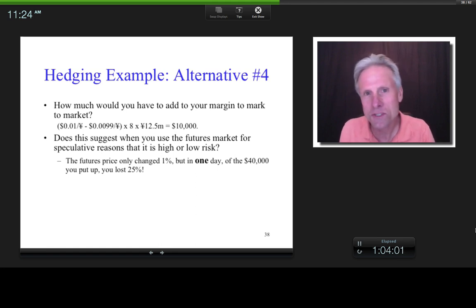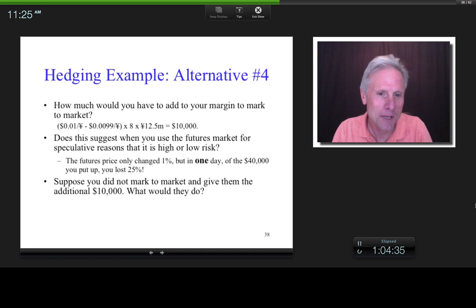And by the way, this is true of derivative securities in general. What's a derivative security? Do you know? A derivative security is one whose value is derived from something else. So the value of this futures contract is derived from the yen, the underlying value of the yen. Or you could have options on yen. That's a derivative security also. So trading in derivative securities is very, very risky.